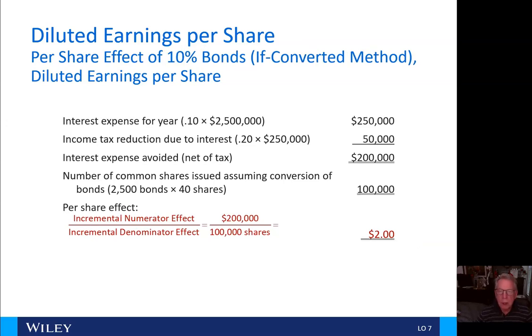Okay, so if I move on to the 10% bonds using the same method, here we take the 10% of 2.5 million, which gives us 250,000. Again, I can multiply that times 0.8 to get 200,000, which is the interest expense avoided net of tax. And the number of common shares, again, 2,500 bonds times 40 shares gives me 100,000 shares. Dividing 200,000 by 100,000, I get $2 per share.